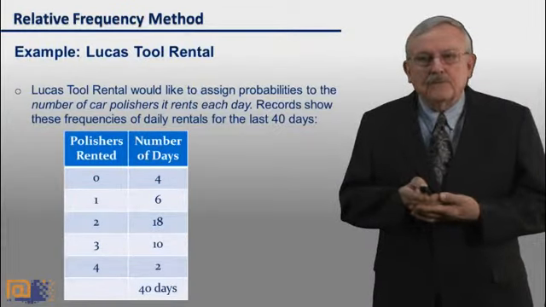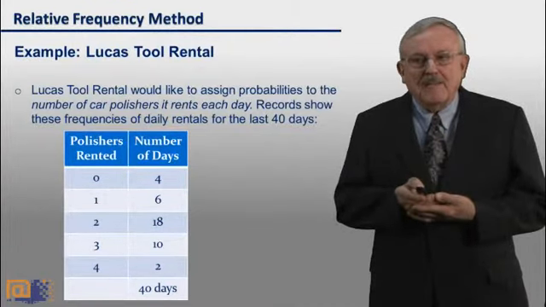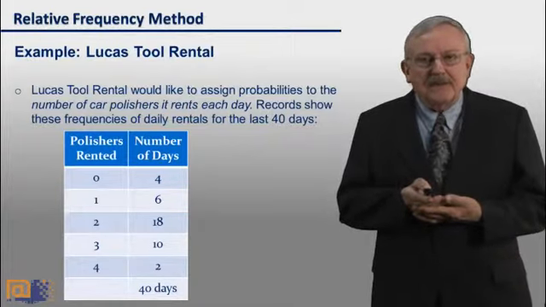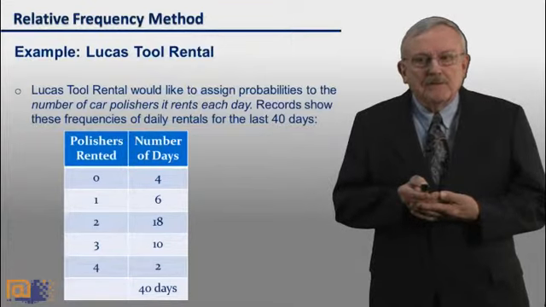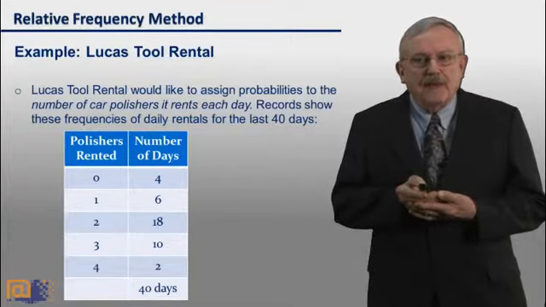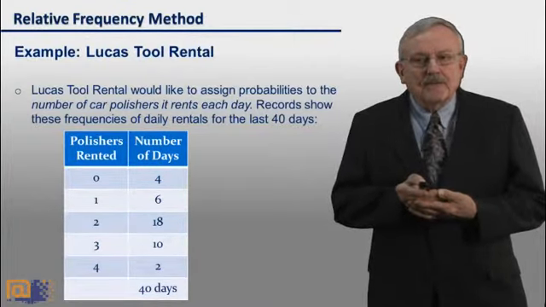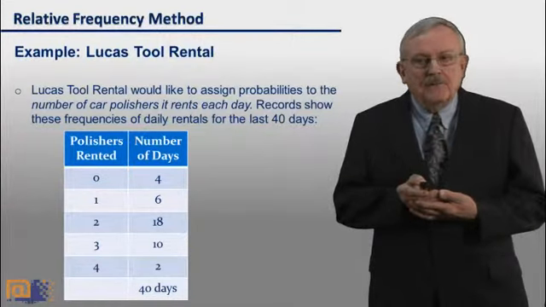In our Lucas tool rental example, we rent polishers on a daily basis, and we have rented anywhere from 0 to 4 polishers each day. So in order to determine the probabilities of those outcomes, we selected 40 days and documented the number of times that each one of those outcomes occurred. We rented no polishers on 4 days, 1 on 6 days, 2 on 18 days, 3 on 10 days, and 4 on 2 days, for a total of 40 days.